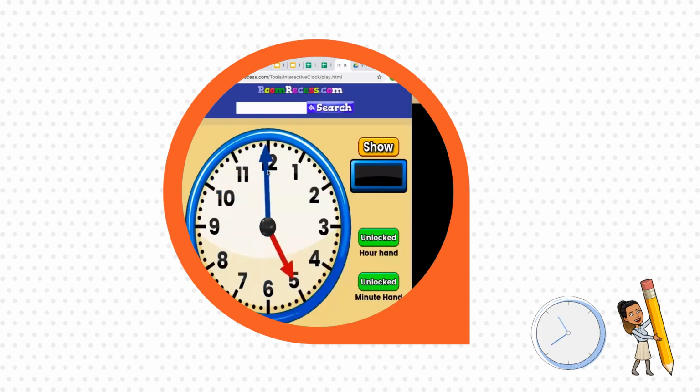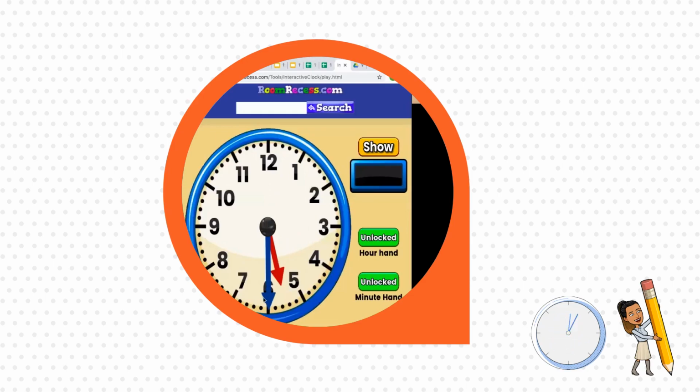Let's see if you can figure it out. Kipsters, what time is it? Look carefully at the hands. What time is it? It's 5 o'clock. Amazing job. Let's see if you can figure out what time it is now. Let's see. Kipsters, what time do you think it is? Look at the red or hour hand really carefully. You got it.